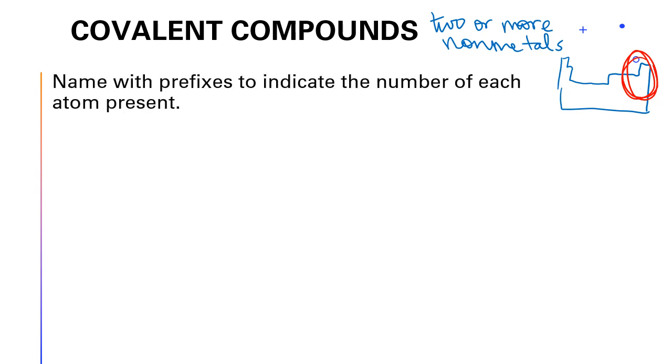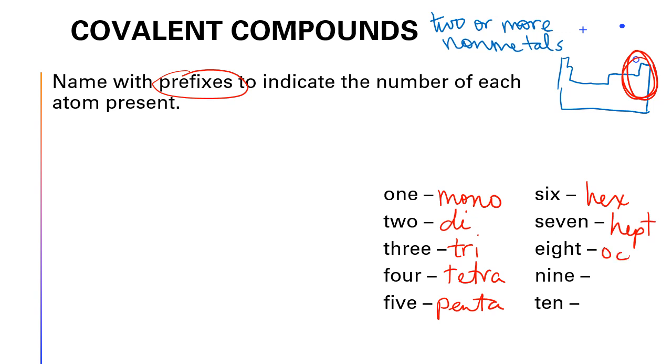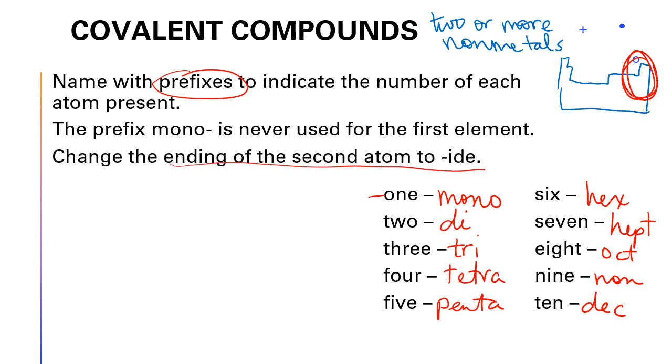Okay, here are our rules. First of all, we're going to name them with prefixes to indicate the number of each atom present. Our prefixes are, for one, mono, two is di, three is tri, four is tetra, 5 is penta, 6 is hex, 7 is hept, 8 is oct, 9 is non, and 10 is dec. Those are our prefixes. The prefix mono will never be used with the first element, only with the second element. And we're going to change the ending of the second element to "ide."